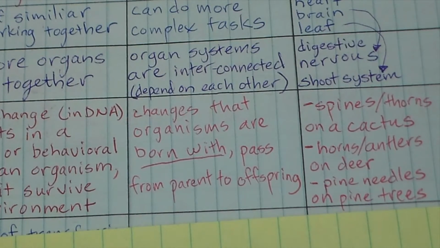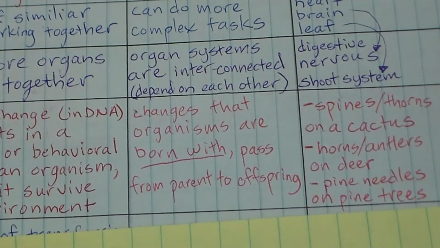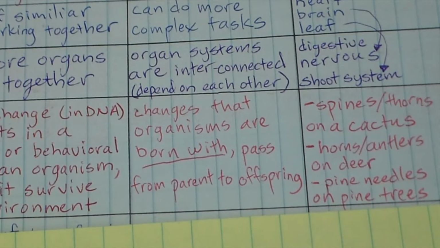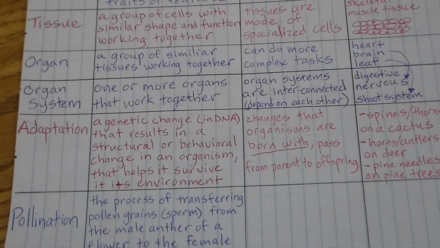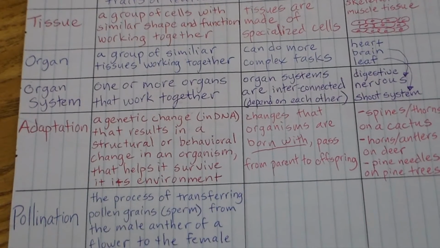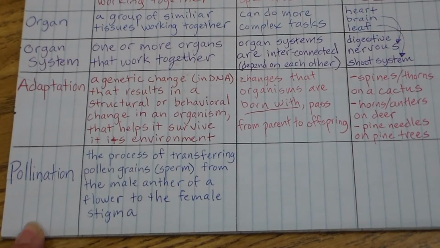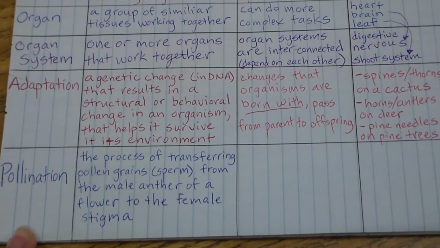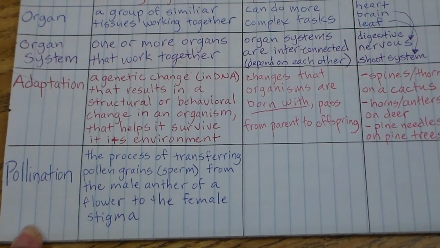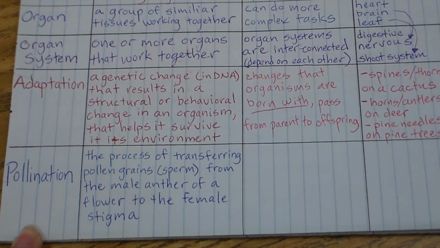And those are things the organism is born with, right? They're born with the horns, they're born with the needles, they're born with the spines, and they are a result of a genetic change in their DNA. And then the next word is our focus for this week. This week we're really going to focus in on plants. And one of the things that we're going to focus that plants do is they do a process called pollination.